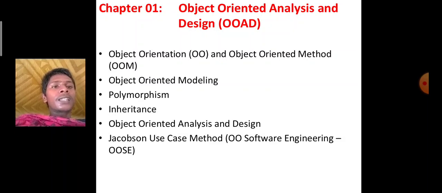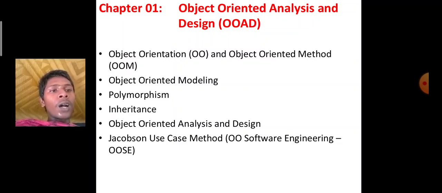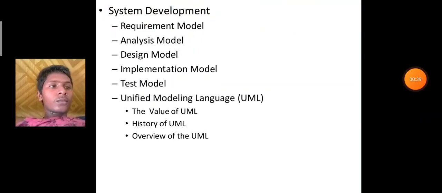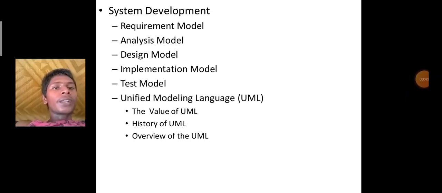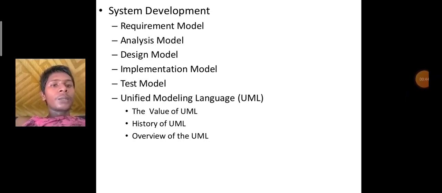In this video, we will explain Chapter 1, Object Oriented Analysis and Design. The concepts covered are Object Oriented (OO) and Object Oriented Method (OOM), Object Oriented Modeling, Polymorphism, Inheritance, Object Oriented Analysis and Design, the Jacobson Use Case Method, Object Oriented Software Engineering (OOSE), system deployment, requirement model, analysis model, design model, implementation model, test model, Unified Modeling Language (UML), the value of UML, history of UML, and overview of the UML.